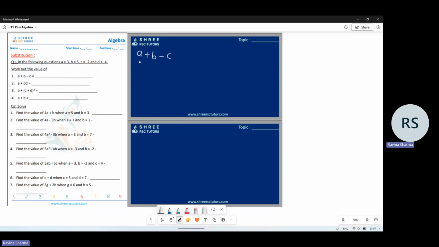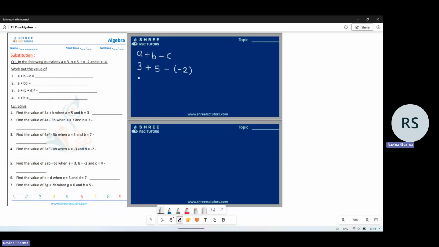Since the A value is 3, we will substitute A is equal to 3. So we are writing 3 here. Then plus, the B value in the question is given as 5, so we will write B is equal to 5 here. Now the negative sign we will copy from the question. The C value is given negative 2, so we write negative 2 here. Since the two signs are coming together, we write this 2 in brackets so we can separate these two signs.